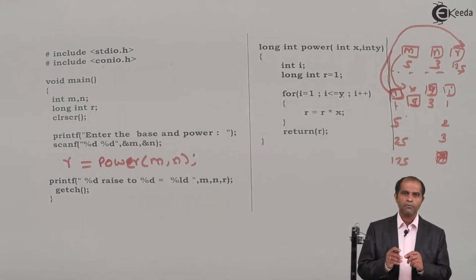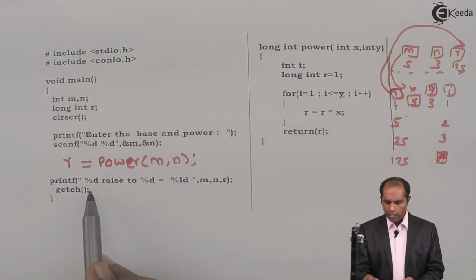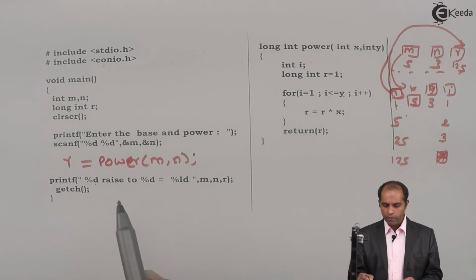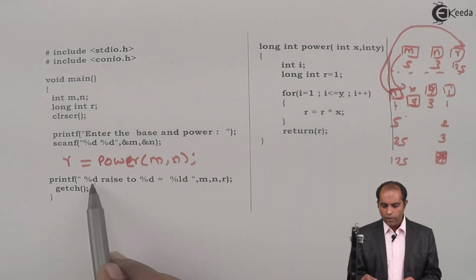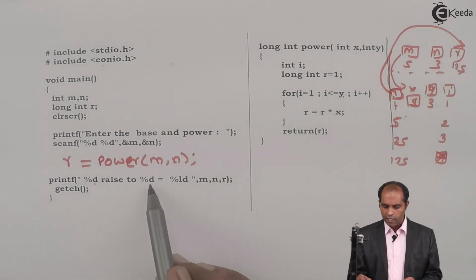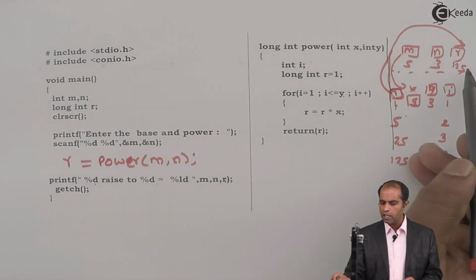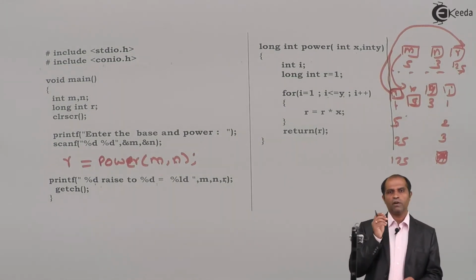So here I'm just making this particular output fancy. You can say the result equals percentage ld r, or else I can say percentage d raised to percentage d equals percentage ld. For the first percentage d, m gets displayed. What is that? m, 5. 5 raised to percentage d, that is n, that is 3. 5 raised to 3 equals r, percentage ld. r is what? 125. So here I got 5 raised to 3 equals 125 as my output.